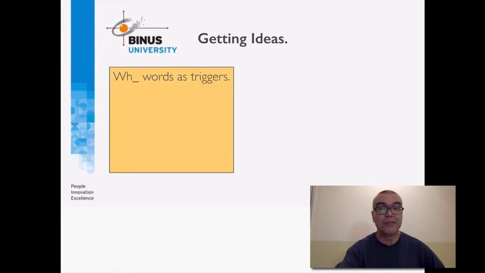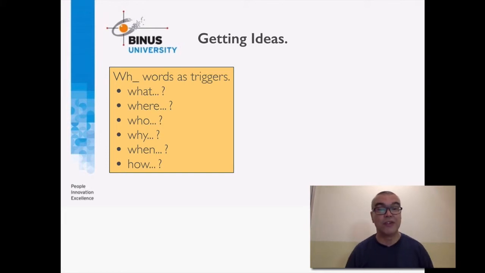So the first thing you can do is use WH words as triggers. Now, of course, these are the WH words: what, where, who, why, when, and how. They are the most useful things. And of course, these are going to give you some ideas. Now, the WH words, remember that you should try and think of 2 or 3 points for each one, especially why. For example, if you use why and you give a reason, well, one reason is not going to give you much. But if you can think of 2 or 3 reasons, then you've got lots of ideas there.